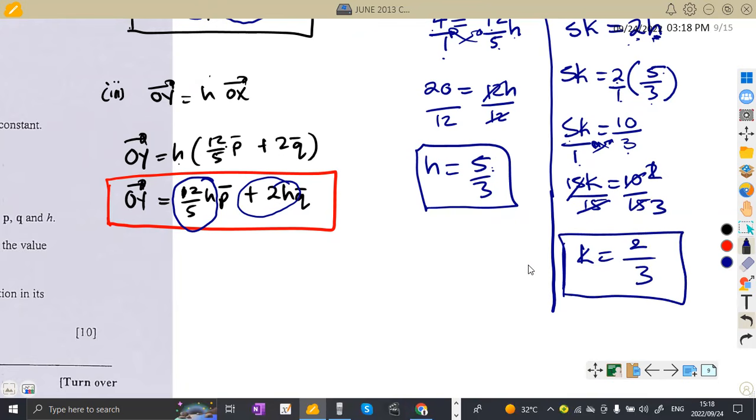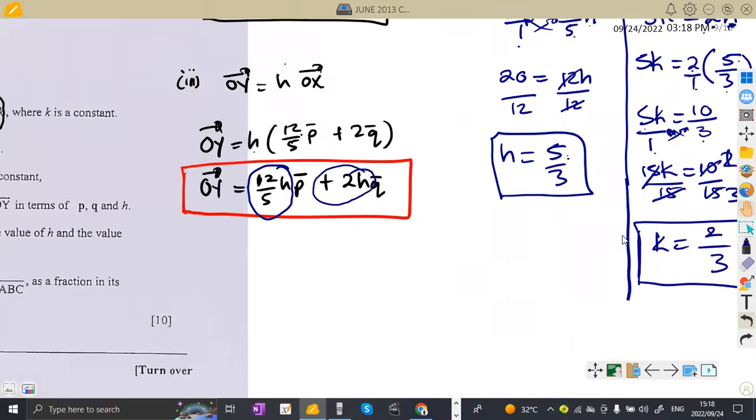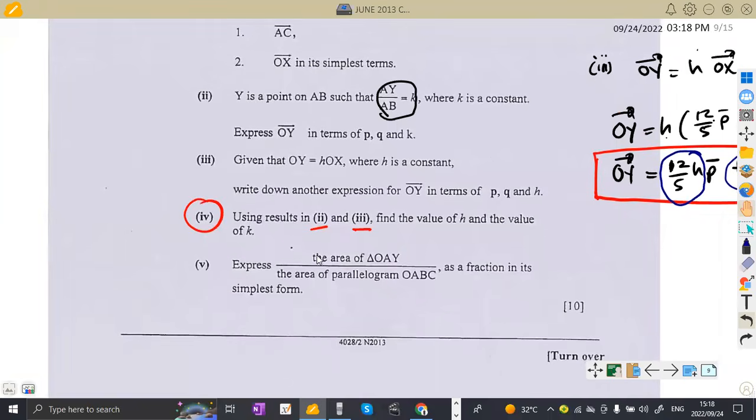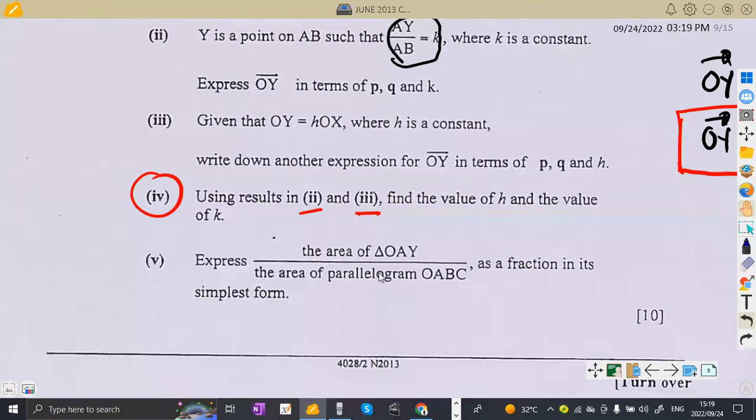So with this part, I think it's pretty clear, and we can just work from there. Okay, let us see the other part of the question. Now we are given, on item 4, express the area of triangle OAY over the area of a trapezium OABC as a fraction in its simplest form.